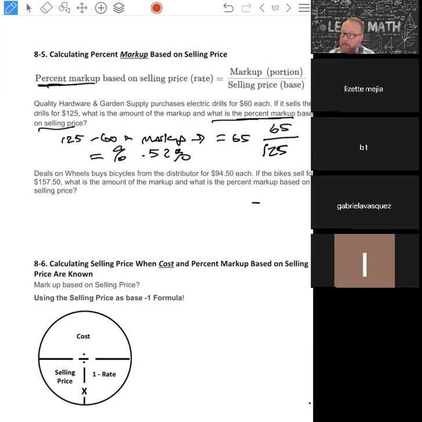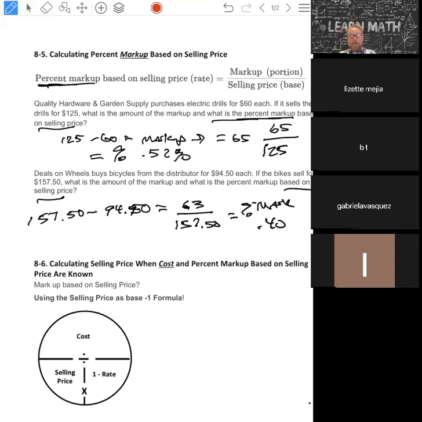Going to the next problem, Deals on Wheels buys bicycles from the distributor for $94.50. If the bike sells for $157.50, what is the amount of markup and what is the percent of markup based on selling price? Again, pretty simple. I'm going to take the $157.50 and subtract the $94.50, and that equals $63. Then $63 divided by the selling price gives me my percent of markup: 40%. So it's a 40% markup.